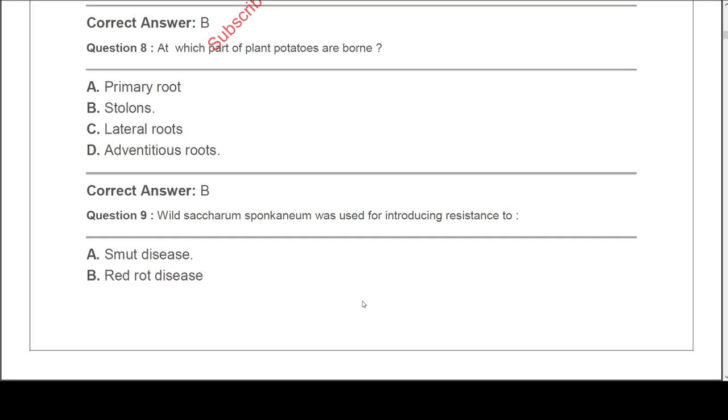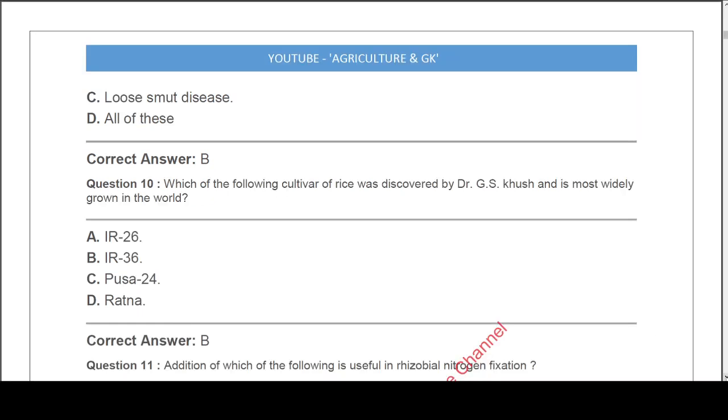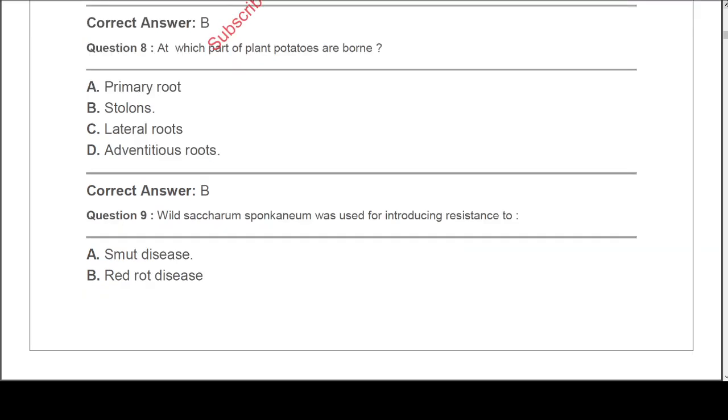Saccharum spontaneum was used for introducing resistance to which kind of disease? This wild species was used in order to give resistance against which disease? It is option B, that is red rot disease, because you can observe most of the red rot disease in sugarcane itself. That is why this wild species was introduced in order to give resistance.